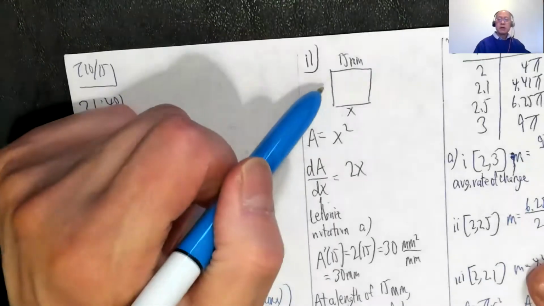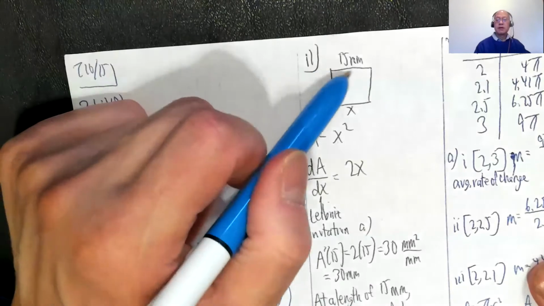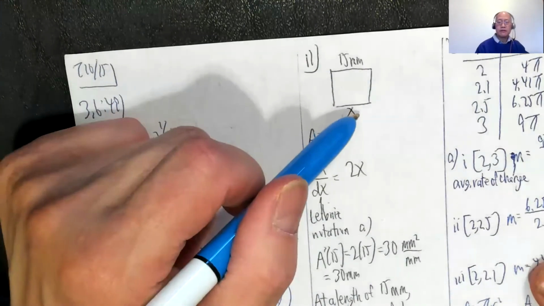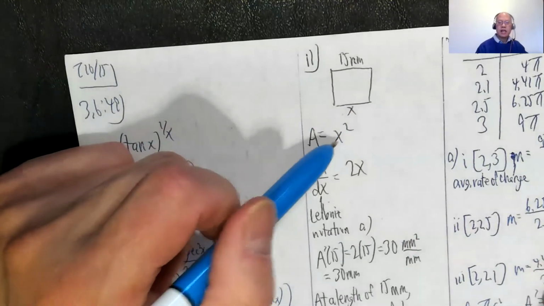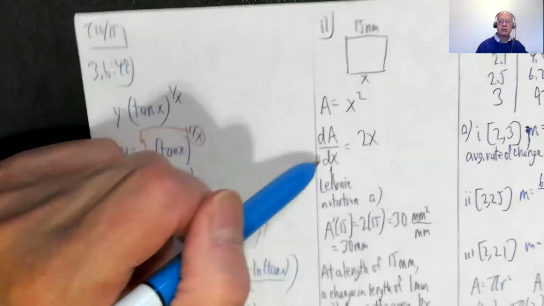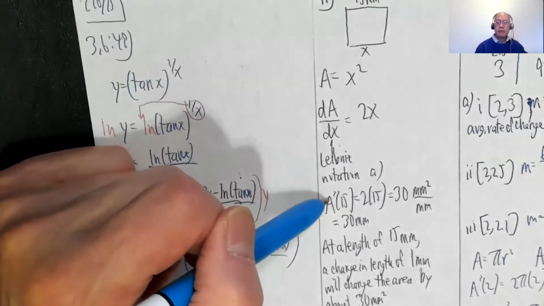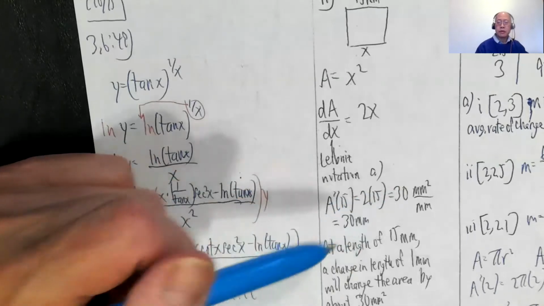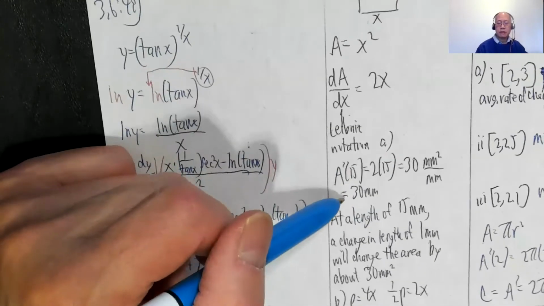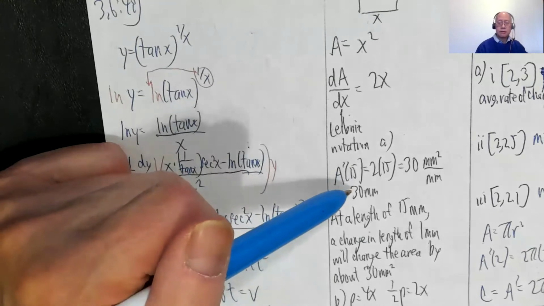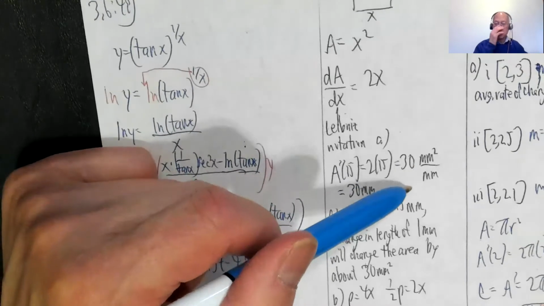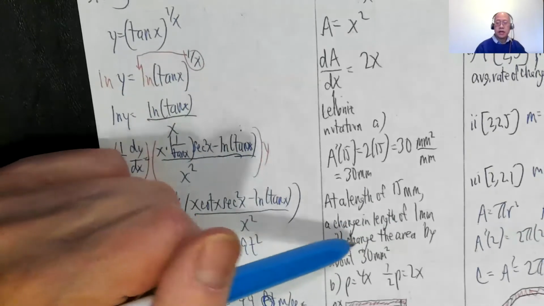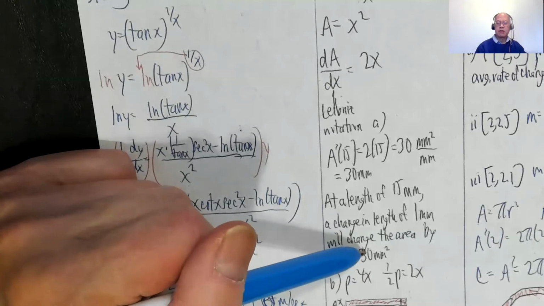Problem 11. Okay, so you're given the wafer is 15 millimeters each side, in general x. And we're talking about the effect of changing x. So area is x squared, dA/dx is 2x using the Leibniz notation. A prime of 15, 2 times 15 is 30 millimeters squared per millimeter. You could say it's 30 millimeters, but it actually is more meaningful to say 30 millimeters squared per millimeter, which means at a length of 15 millimeters, a change of length of 1 millimeter would change the area by about 30 millimeters squared.